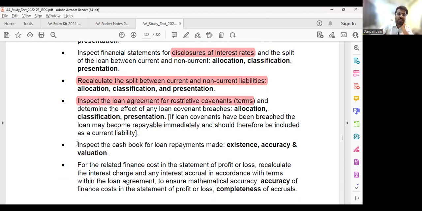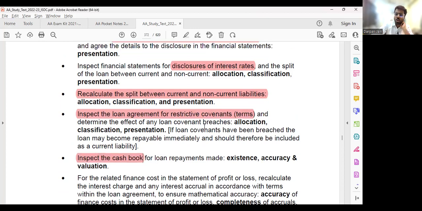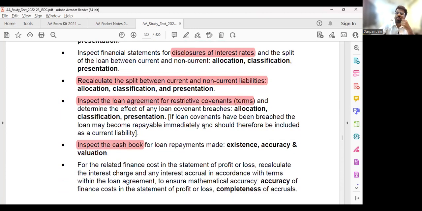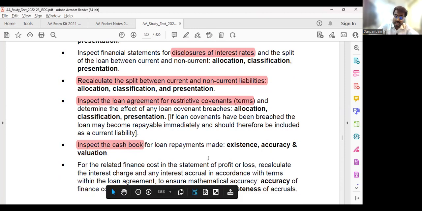Next, you're inspecting the cash book for loan repayments made. The repayments of the loans that have been made during the year will be reflected in the cash book of the company. So you're checking the cash book for the loan repayments. Next, for the related finance cost in the statement of profit or loss, recalculate the interest charge and any interest accrual in accordance with the terms and conditions of the loan agreement to ensure arithmetical accuracy.